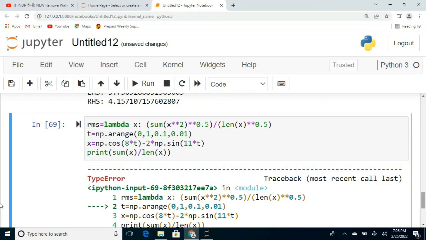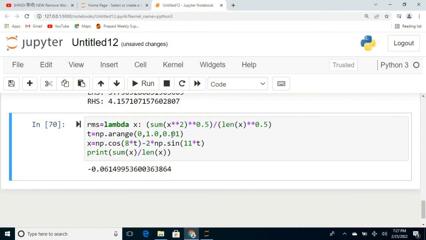t is equal to 0, 1.0, it should be 1.0, and yes, this is our answer. Here was the problem.